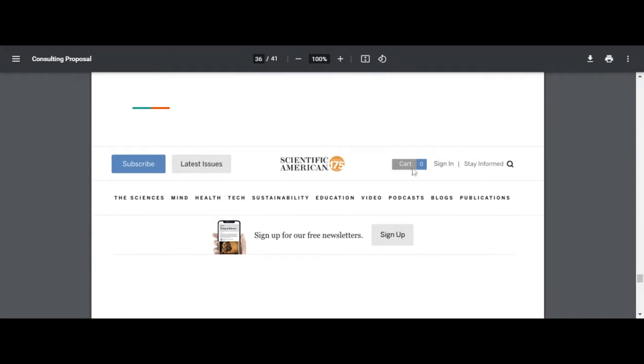They have the logo in the middle, and they have cart, sign in, and product specific items to the right. And then they have the navigation: the science, the mind, health, tech, sustainability, education, video, podcast, blog, publications. So maybe the science is their top product. Maybe the mind is the second, maybe the health is the third, maybe the tech.